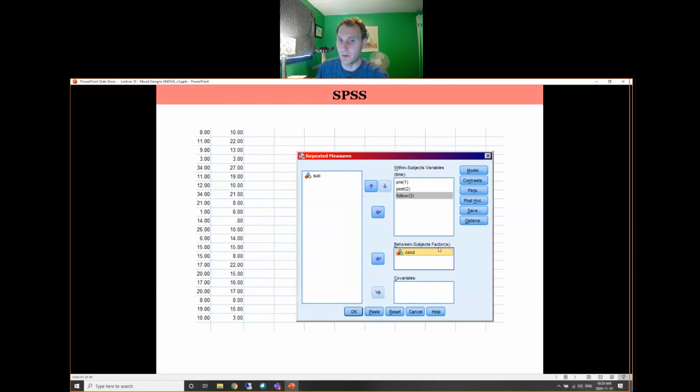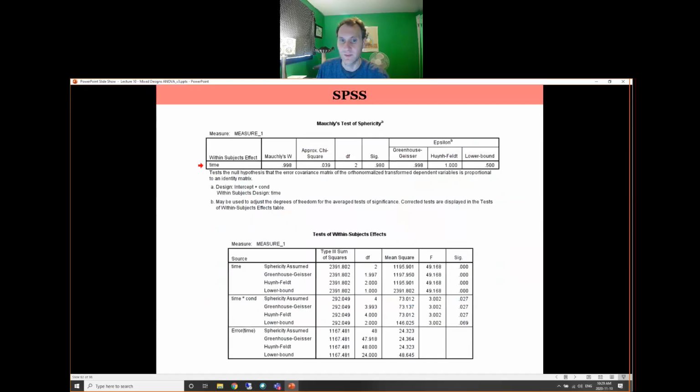But I also now define a between subjects factor. I move my condition over to the between subjects factor. Same assumptions. We're doing a repeated measures ANOVA still, so it's the same assumptions. We have to worry about our test of sphericity, and here, no problem. Our Mauchly's test has a p that's greater than 0.05, therefore it's non-significant. Therefore, our assumption is met, and when we look at our within subjects test, we can look at the sphericity assumed line.